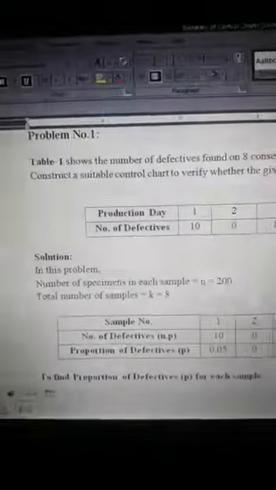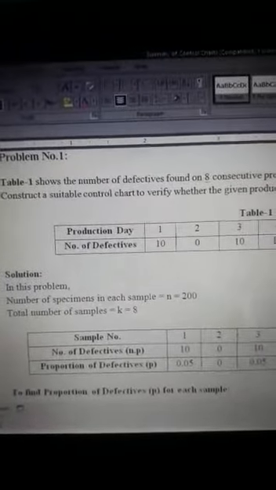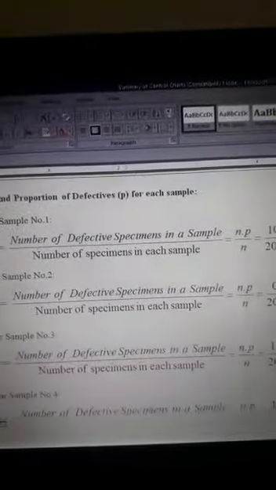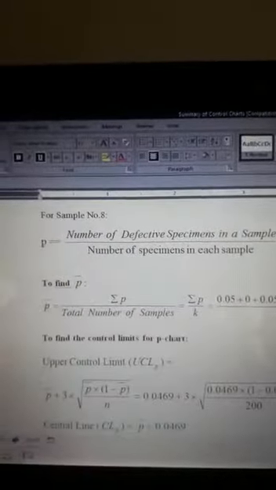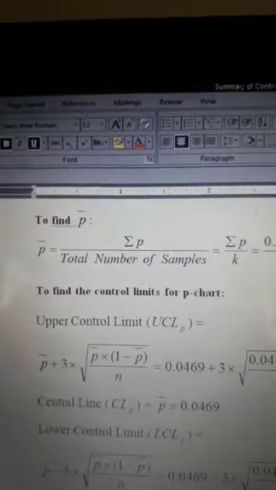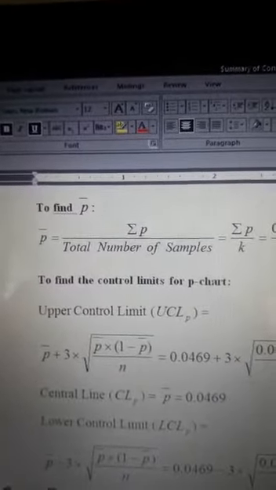Now, next, we need to find out the value of p bar. We need to find out the value of p bar. See, p bar is nothing but the average of all the p values of all the samples.